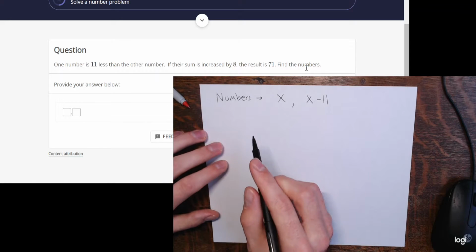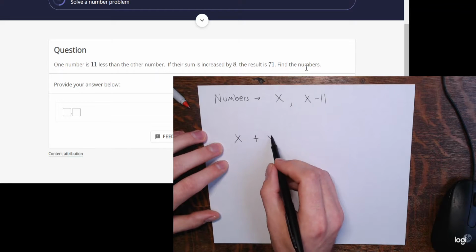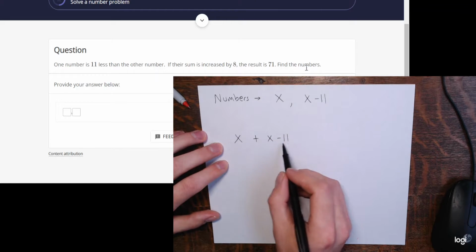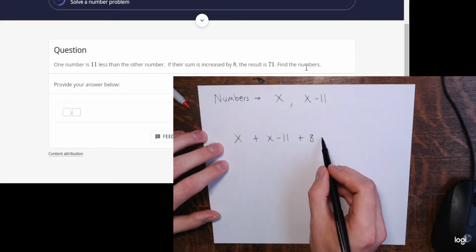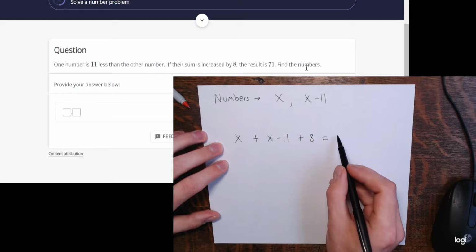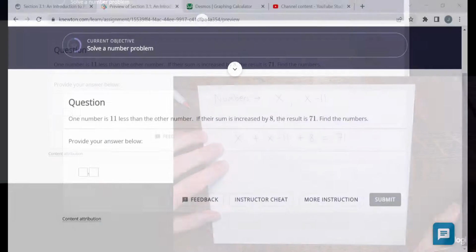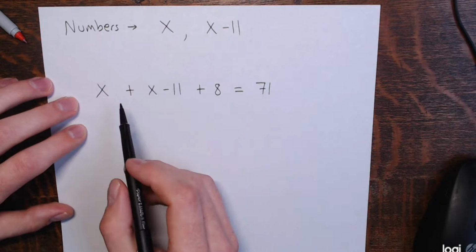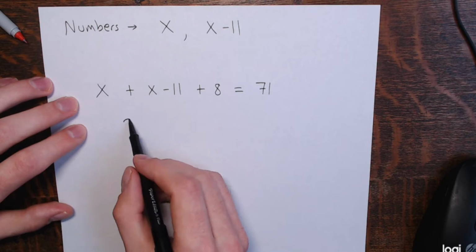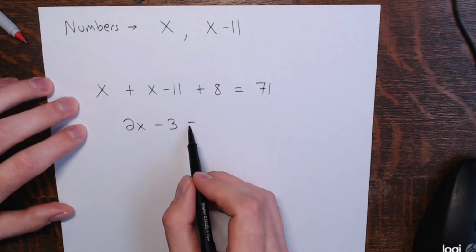Then it says their sum is increased, so x plus x minus 11, this sum is increased by 8, so you add 8 more, and the result is 71. So here's the equation we're looking at. And then find these numbers. Right. So over here we have 2x, and then negative 11 plus 8 is minus 3 equals 71.